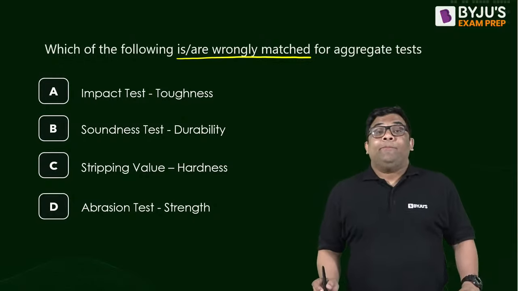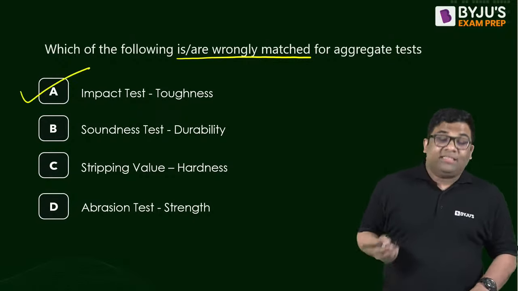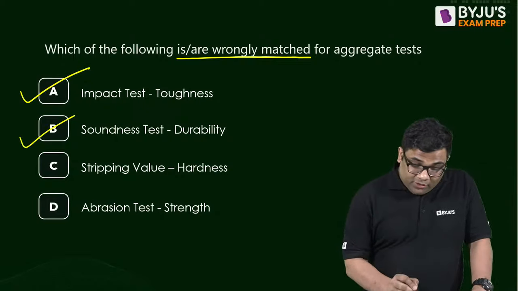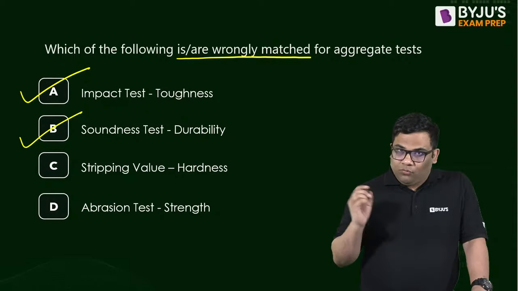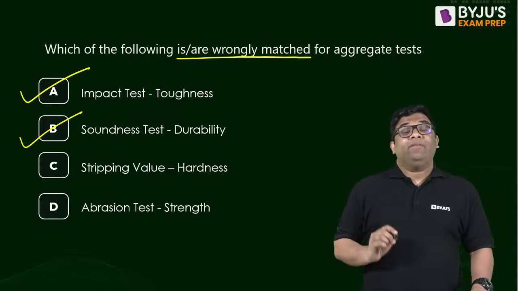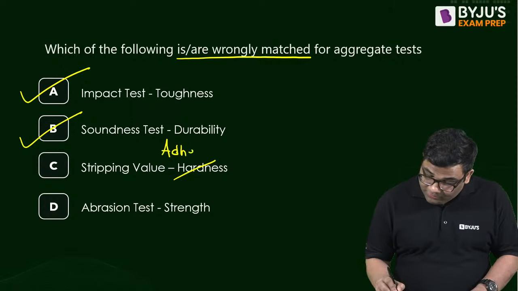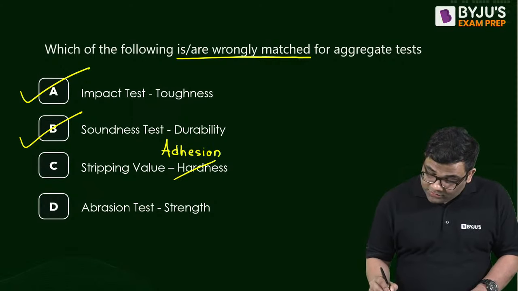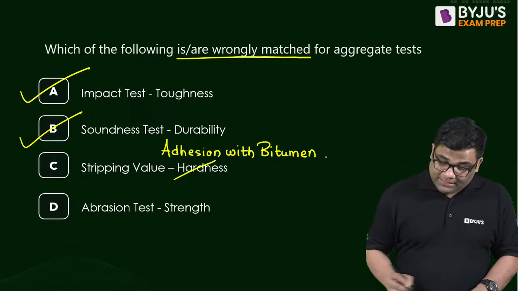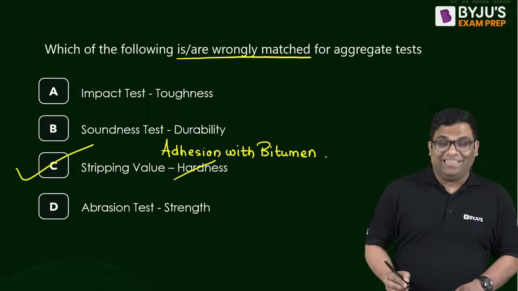Yes, impact test we conduct for toughness, right? Very good, it's correct. And soundness test we conduct for durability, or I can say your resistance to weathering, right? It is resisting weathering action. Now stripping value we test for what? It is for testing the adhesion with bitumen, right? It is to test the adhesion with bitumen. So this is wrong. So actually see, it is wrongly matched, so therefore it is correct.